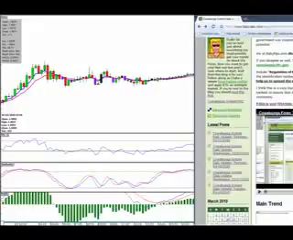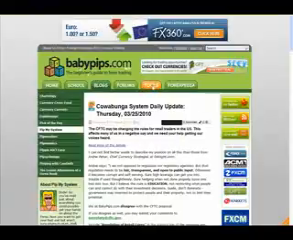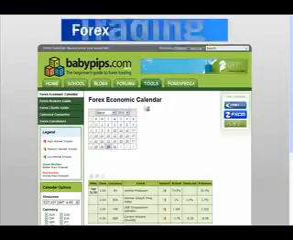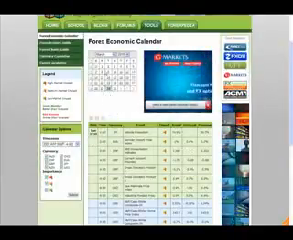So I moved my chart before midnight. But before we start trading, let's take a look at our news events for the day. And you can just go to babypips.com, click on the tools tab, and it's going to automatically pull up the news events for the day, but just double check it to make sure.